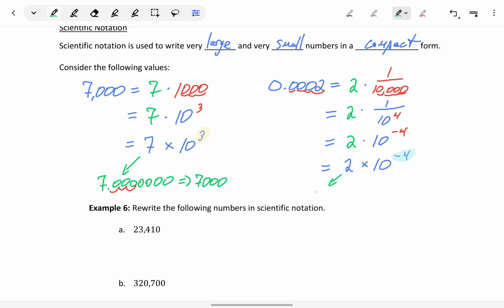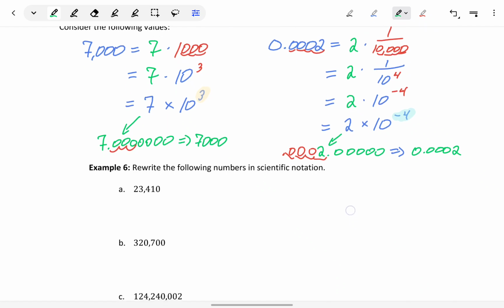Similarly, if we start with this value of 2, and we think of that as 2.000, however many zeros we want to put there, that negative 4 is telling us how many places to move the decimal, but since it's a negative value, we're going to move it to the left, 1, 2, 3, 4, and put placeholder zeros in to fill in those missing spots. So this gets us back to 0.0002. So whenever 10 is raised to a positive power, that's representing a large number. Raised to a negative power is representing a very small value.